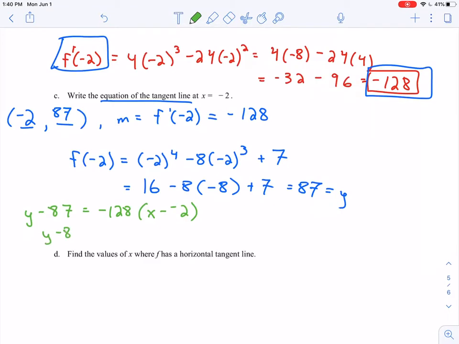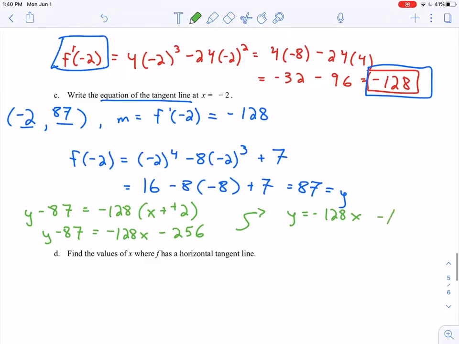So y minus 87 equals -128x. Remember here, minus a negative is a plus a positive, so I have 128 times 2, which gives me 256. Adding 87 to both sides, I've got y equals -128x, and let me do this in my calculator because I don't trust myself not to make a math mistake, minus 169. So there is the equation of the tangent line in slope-intercept form. Y equals -128x minus 169.